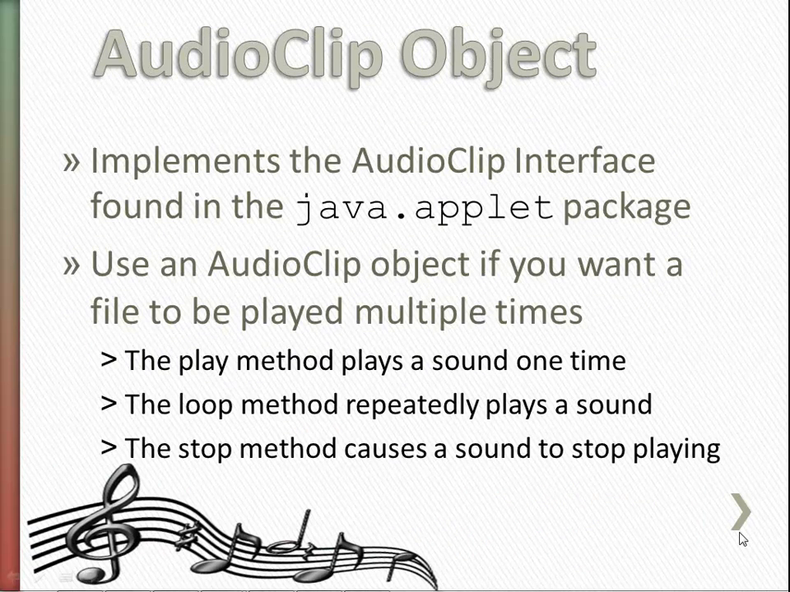The audio clip object. The audio clip object implements the audio clip interface found in the java.applet package. Use an audio clip object if you want a file to be played multiple times. The play method plays a sound one time. The loop method repeatedly plays a sound, and the stop method causes a sound to stop playing.